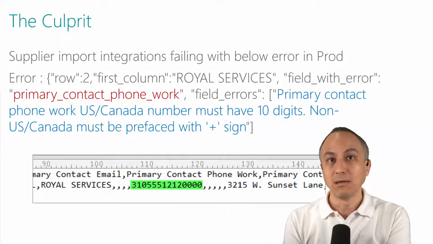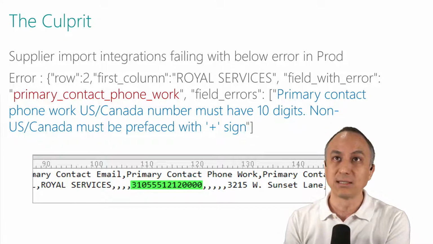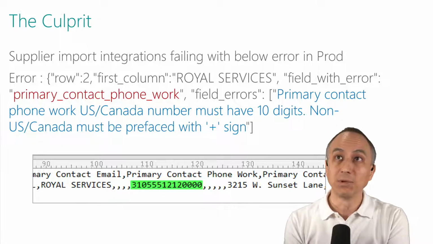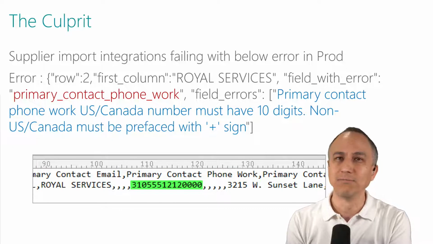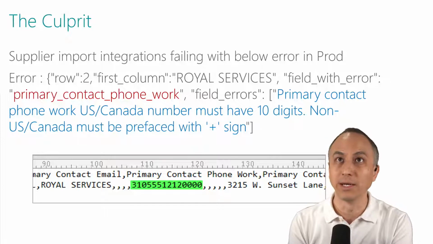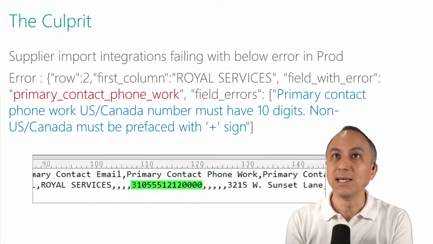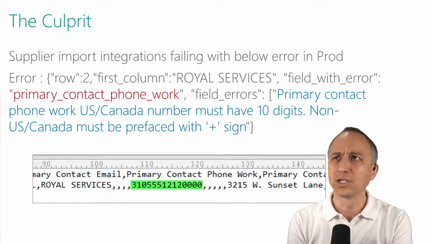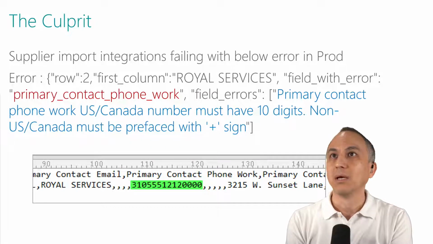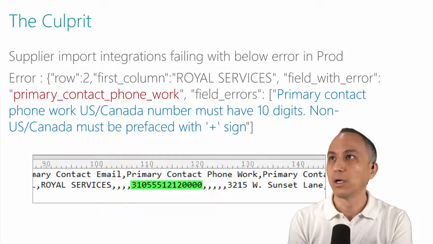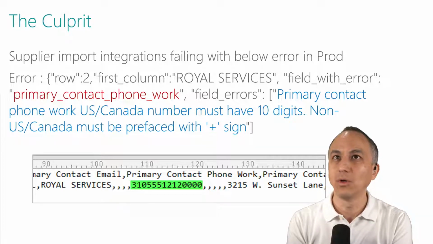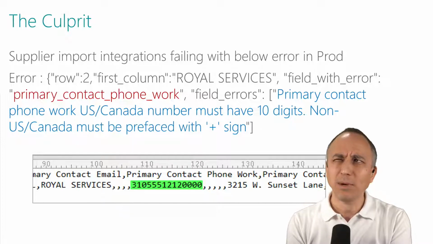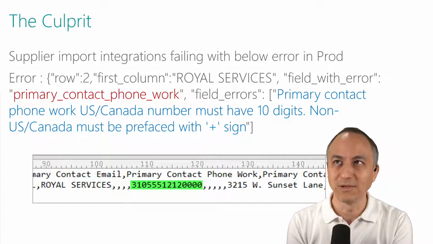So the initial response from the SaaS technical support is, the supplier import integrations, broken English here, you can tell, integrations failing with below error in prod, and they copied and pasted this. There's an error, row 2, first column, primary contact phone work, and the message is, primary contact phone work US Canada number must have 10 digits. Non-US Canada must be prefaced with a plus sign.